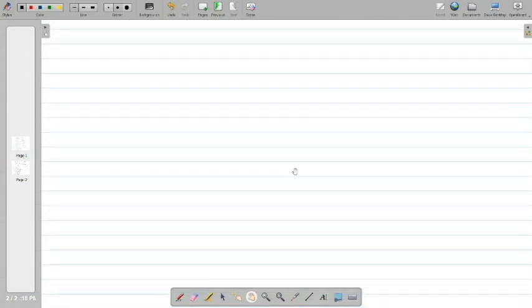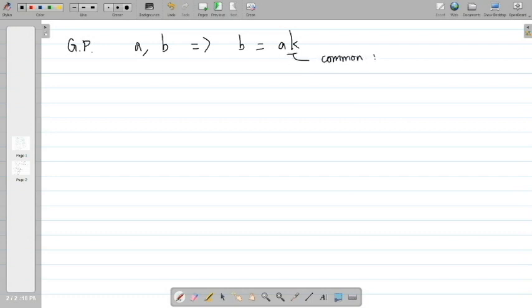Now the geometric mean is a different story. Geometric mean is if these two numbers are in GP, so let's say A and B were in GP. That means that B is going to be some multiple of A. So this K here is our common ratio, as we saw just now in the GP. So that means that A and B are in your GP. So let C be what we call the geometric mean, or GM, of A and B.